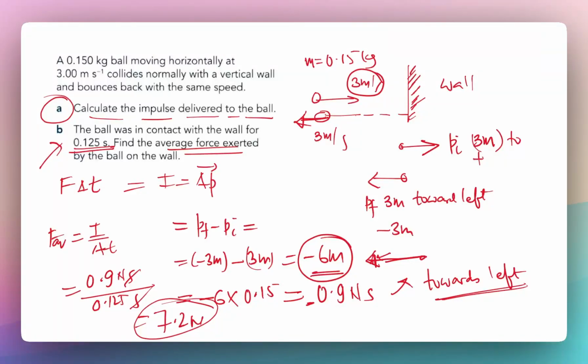So what is happening here? The ball is moving towards right. When it comes in touch with the wall, the wall applies on average a force of 7.2 newton. As a result, there's a change in momentum, and that is equal to the impulse, which we have already calculated, 0.9 Newton second.